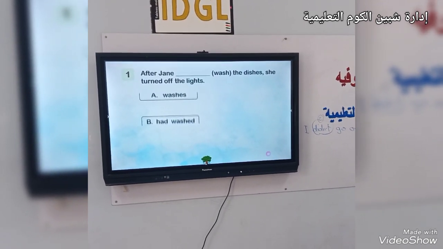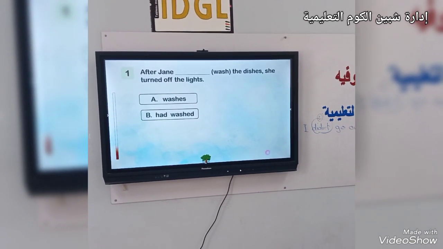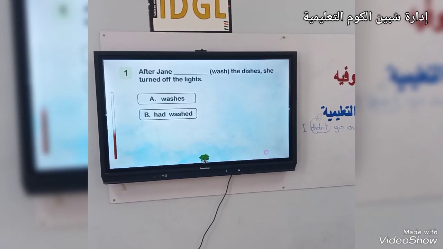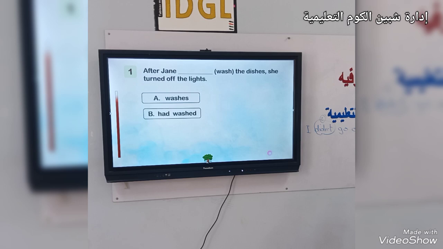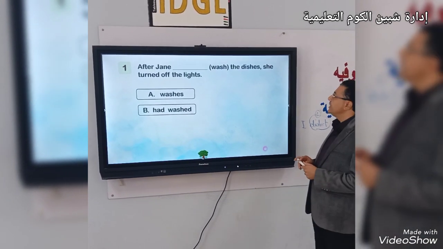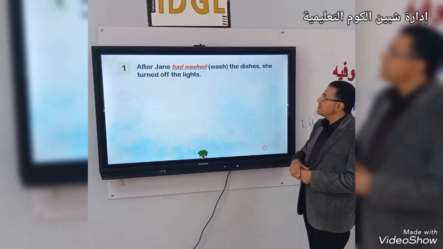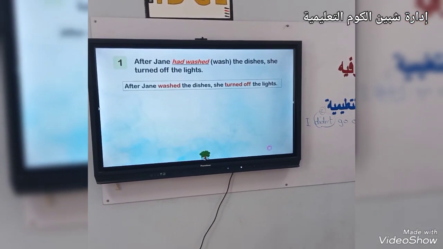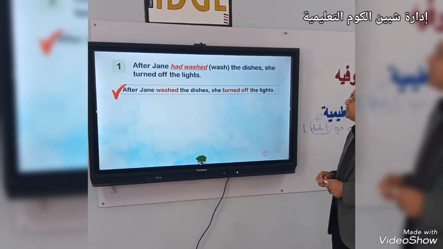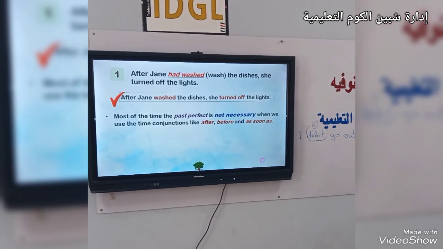Question number 1. After Jane washed the dishes, she turned off the light. You have to determine the first action before you answer. After is followed by past perfect, and after it the past simple. So the answer will be had washed. So the sentence will be: after Jane had washed the dishes, she turned off the light.